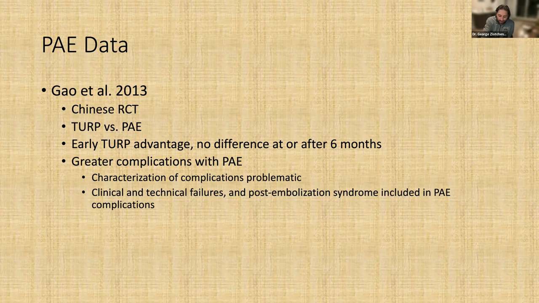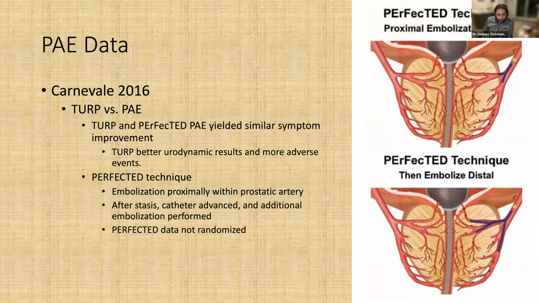This is a big study by Carnevale, who compared TURP to PAE, and they used this perfected technique where you embolize proximally first, and after stasis, you advance the catheter and perform additional embolization. It's just kind of opposite of what we think about, but if you think about it more, it makes sense. You're embolizing proximally, and then you're going distally and pushing the embolization material more distally.